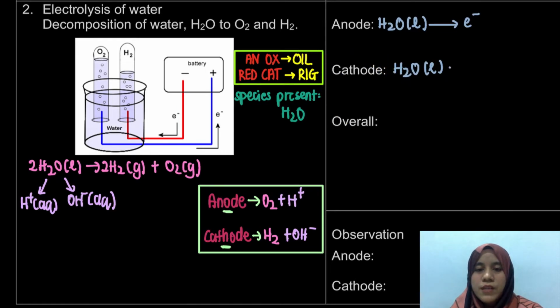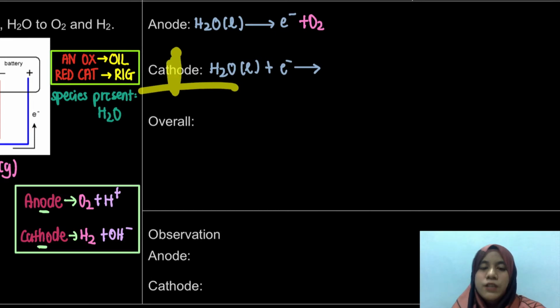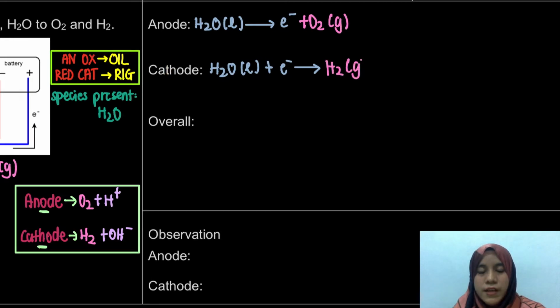So I'm just going to add plus electron. Then will be the arrow of product. So again, what is the product? Here for the anode, in the middle, we have our oxygen, so plus O2. For the cathode, we have H, so plus H2 gas. We have to write down the state as well.